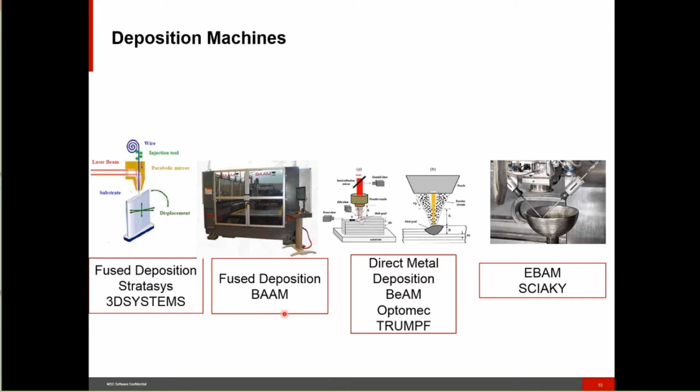Other machines that are a lot in the news is the big area additive manufacturing. It's also fuse deposition, but a larger bed. There are direct metal deposition techniques, and often they're combined with grinding machines or other types of machines to improve the surface finish. And there's this other EBAM machine, which is also quite well known for manufacturing larger parts. These are all processes that are better suited for either utilizing Simufact Welding or the Marc.